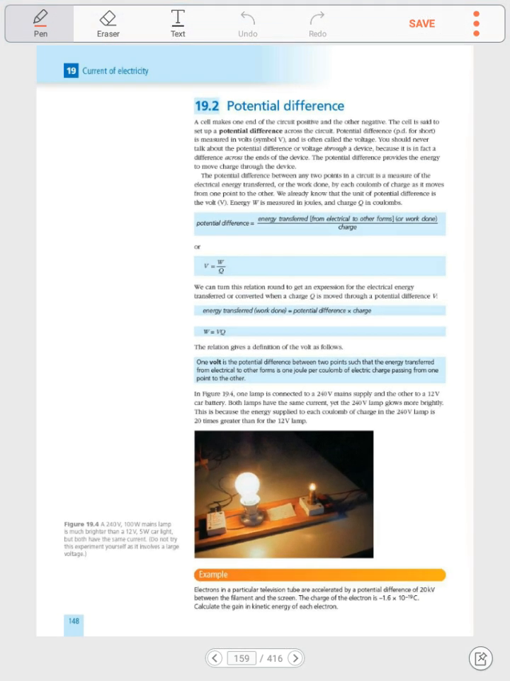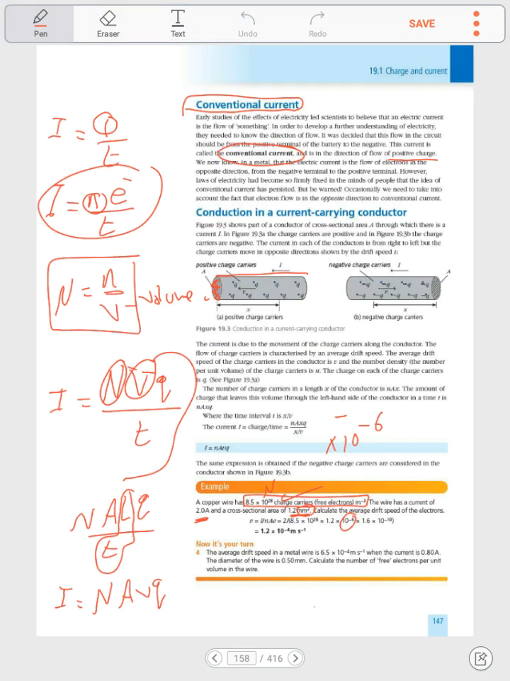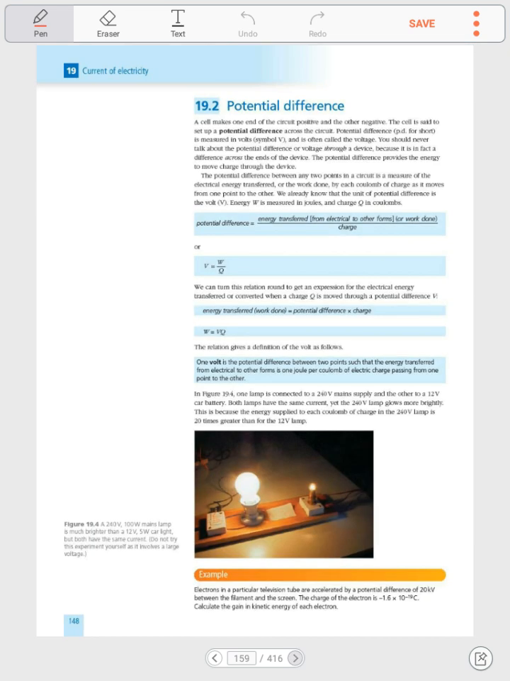The drift speed is a very small value. Why? Because when the charge moves through this distance, it goes back here and back here in a zigzag motion because of the many collisions that happen, okay? So the drift speed is a very small value. It's about millimeters per second.